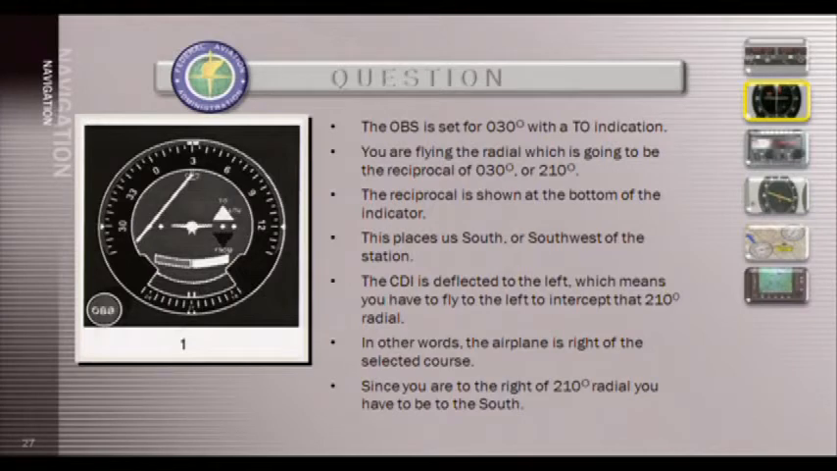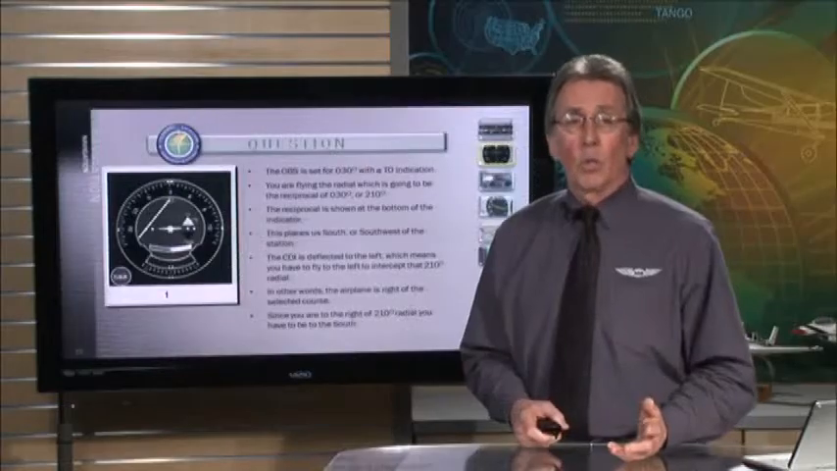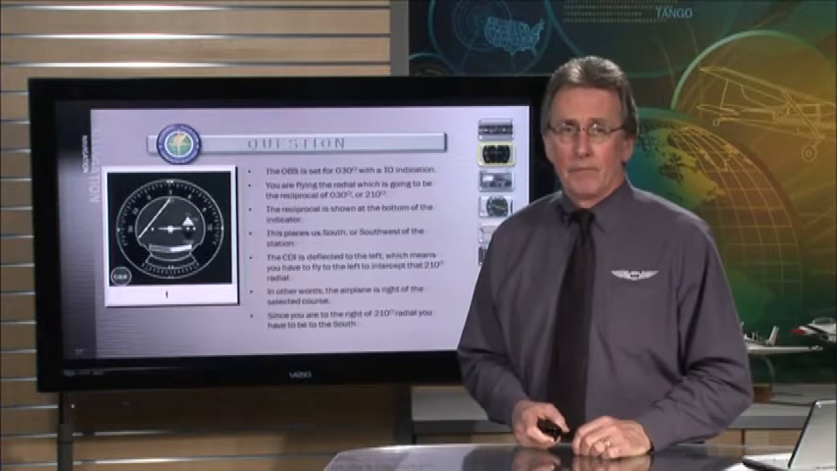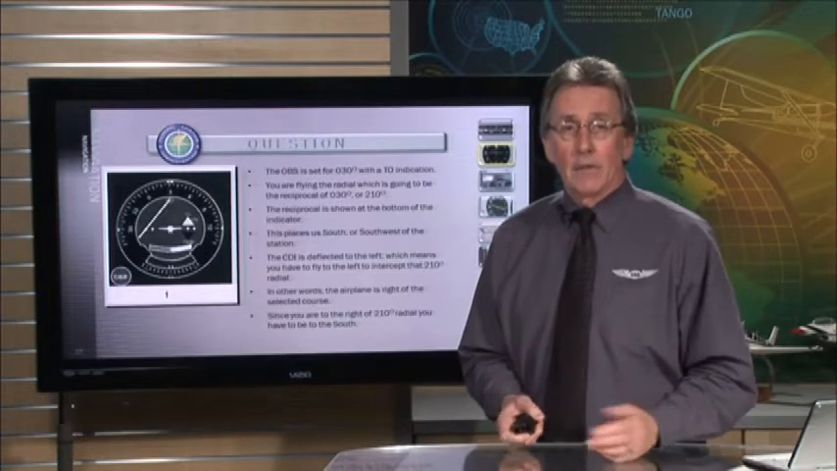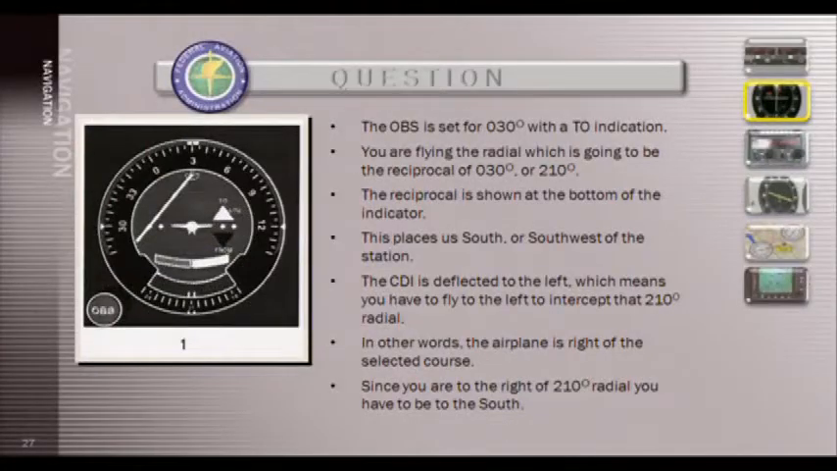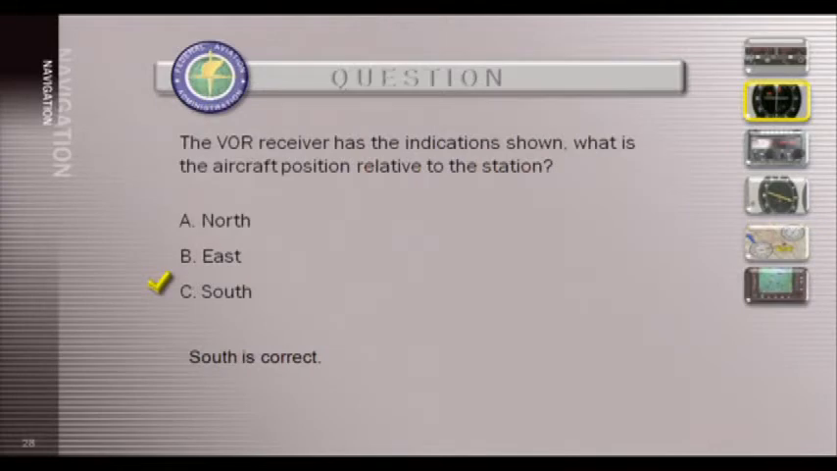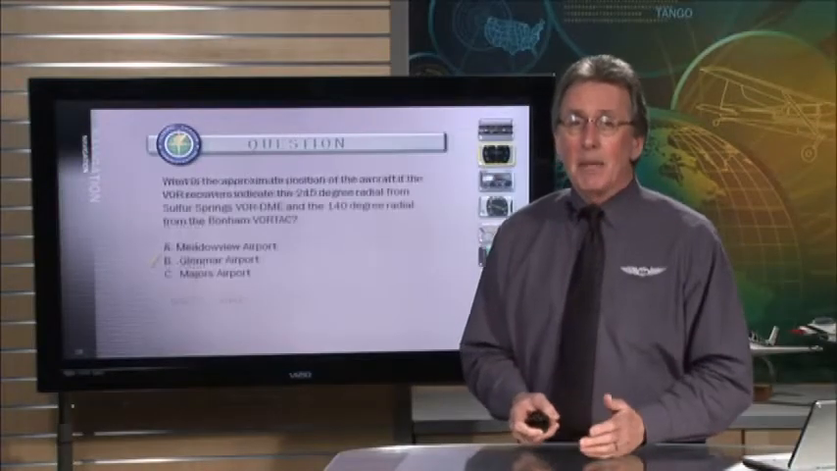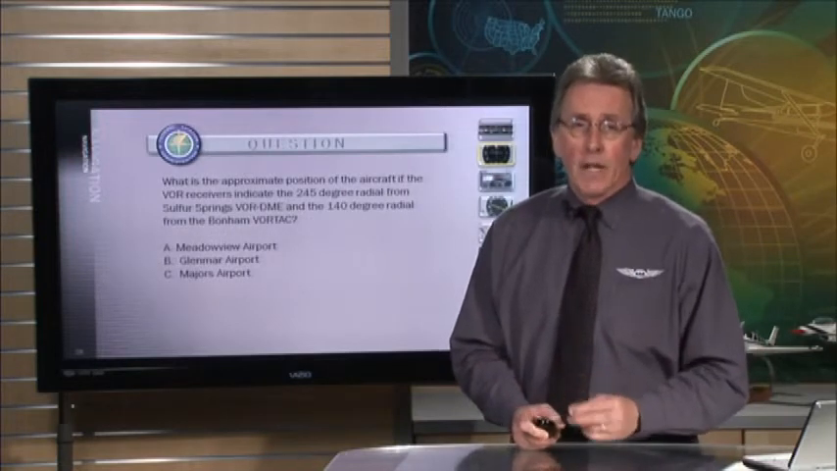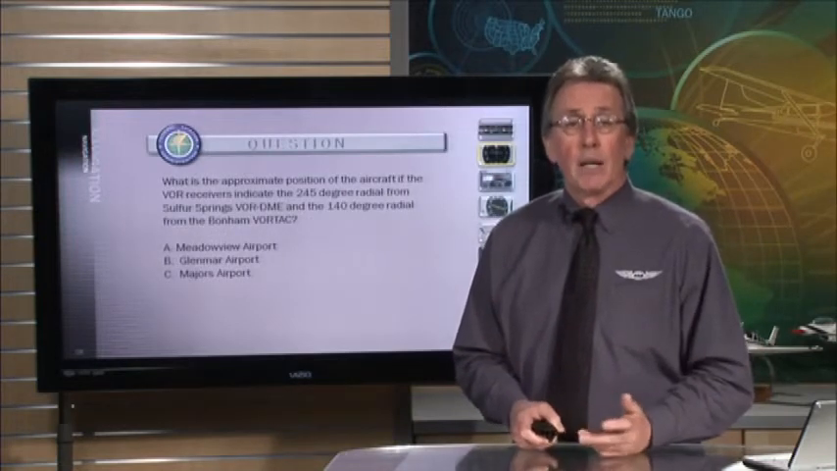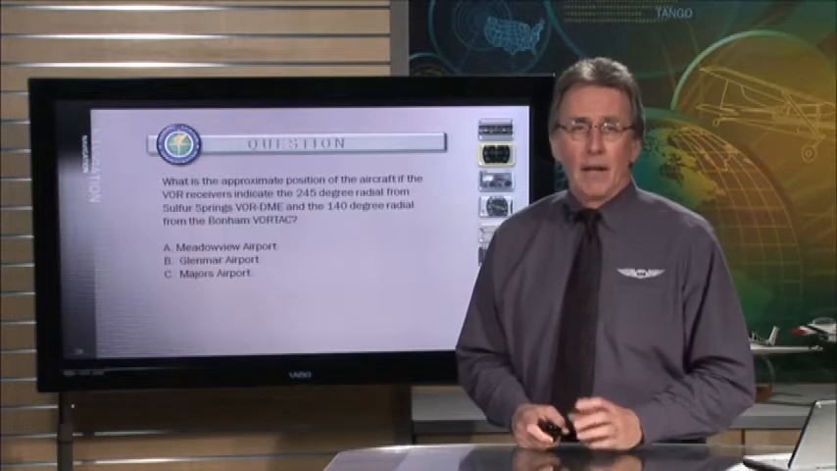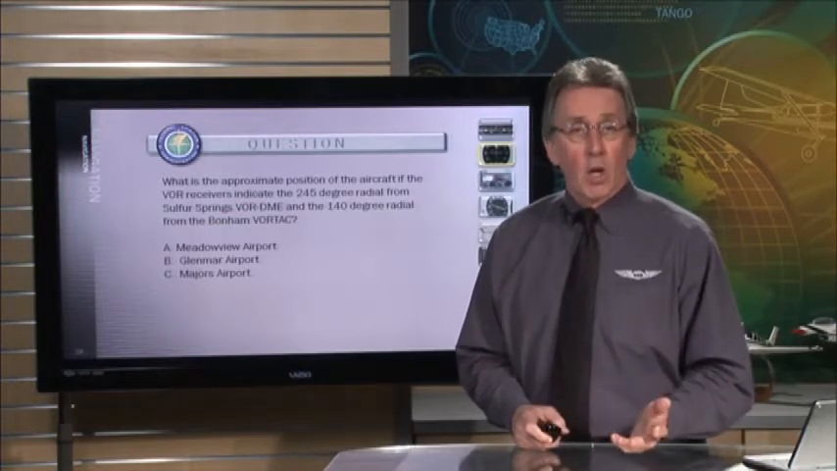The CDI needle is deflected to the left, which means you have to fly to the left to intercept the 210 degree radial. In other words, the airplane is right of the selected course. Now, since you're to the right of 210 degrees, you have to be to the south. So, C is the correct answer. In some instances, you may be asked to identify your position from 2 separate VORs. To do this, you simply perform a cross-check.